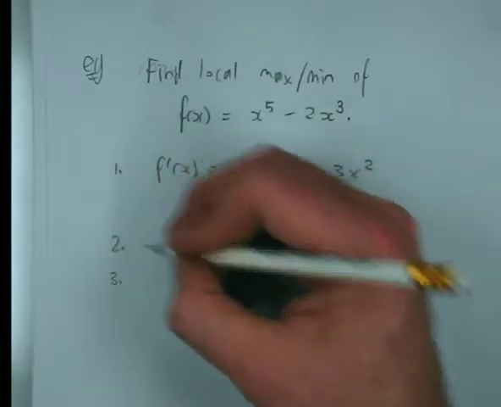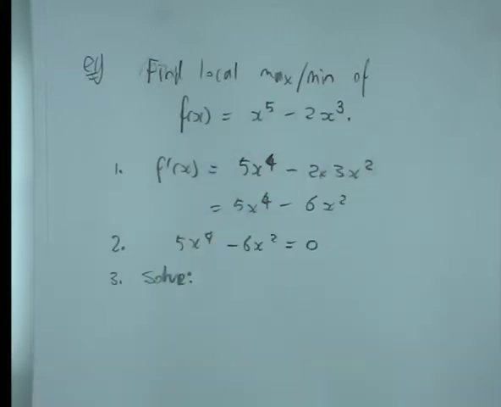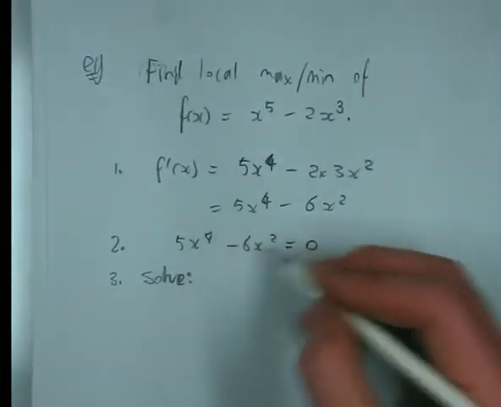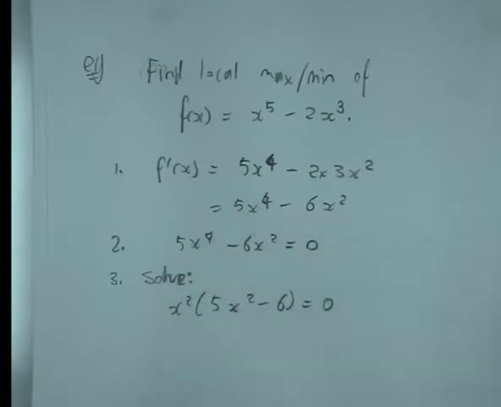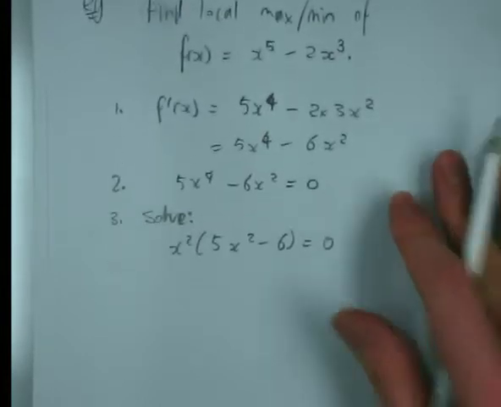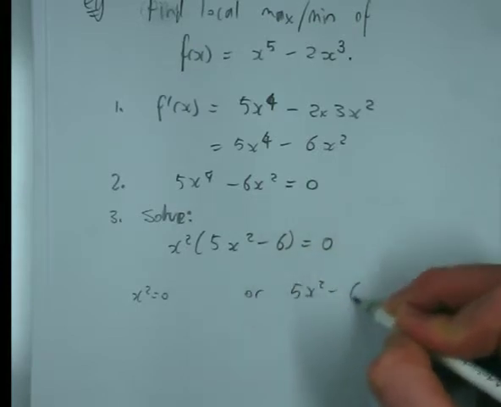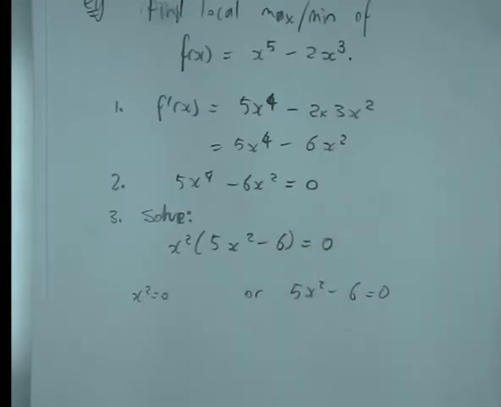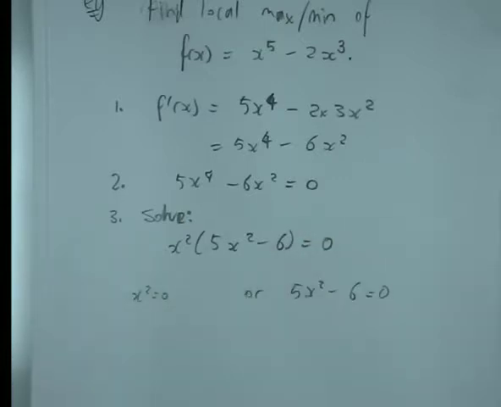So, solve. Most of these things you've got to factorise. I could go 5x to the 4 equals 6x squared, but that's not the best approach. They both have an x squared in them, so I'll pull that out. And I'll get that x squared equals 0 or 5x squared minus 6 equals 0. So once you've got two things that are multiplied together that give the answer 0, this only works if the answer is 0, you make them both equal to 0 separately.